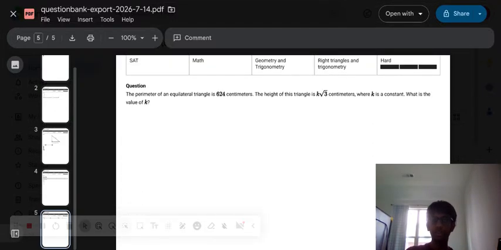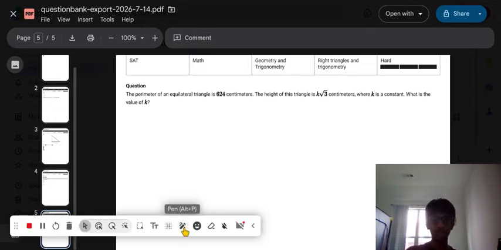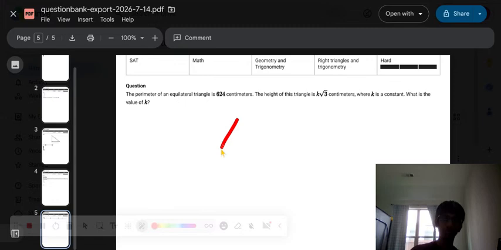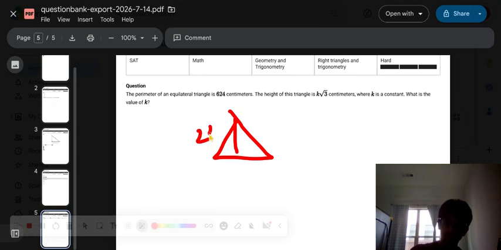Now, our last problem says the perimeter of an equilateral triangle is 624 centimeters. The height of this triangle is k square root 3 centimeters, where k is a constant. What is the value of k? We just kind of did this in our previous problem. Remember, if we have an equilateral triangle, if you drop the altitude, and say this is 2x, this would be x, and then this would automatically be x square root 3, your altitude. So we just need to figure out what is x.